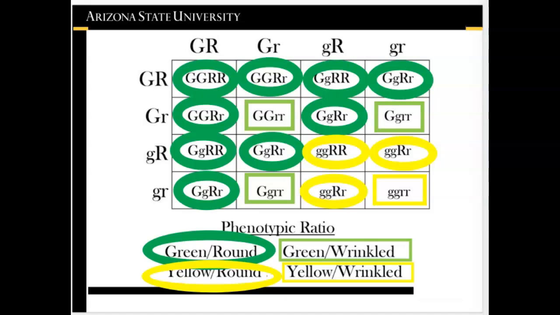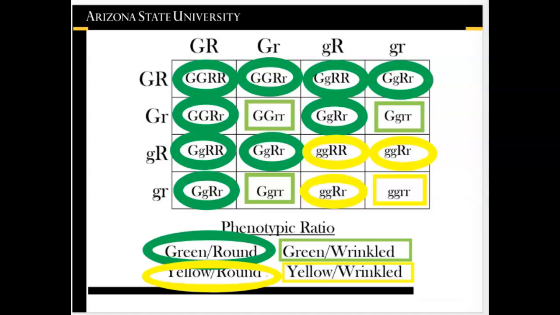Then I come to the flip of that, where I'd be looking for the green and wrinkled. In this case, I need 1 big G or more with 2 small r's, and I put the green rectangle around those. Finally, the double recessive, little g, little r, little g, little r, we know will only be 1, and we put a yellow rectangle around that one.